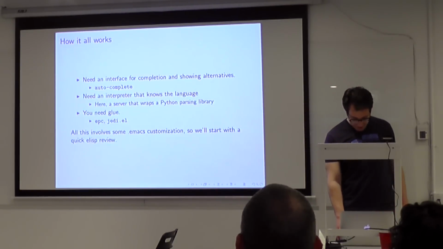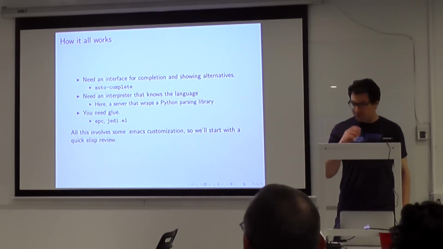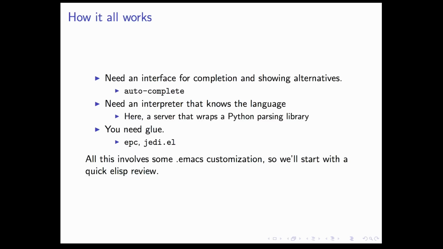So what do you need to make this all happen? The first part we looked at was an interface, involving auto-completions. That's actually more general than just a Python thing. You need some sort of way of showing that pop-up box and showing alternatives, and that's what autocomplete is.